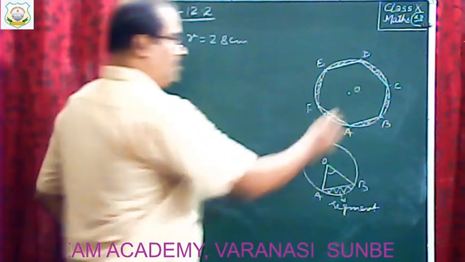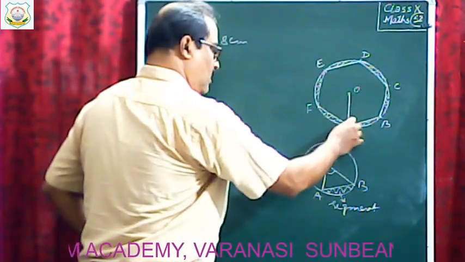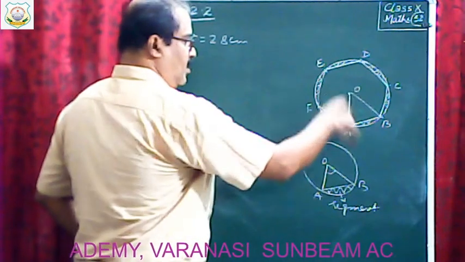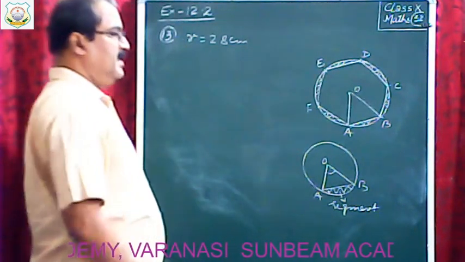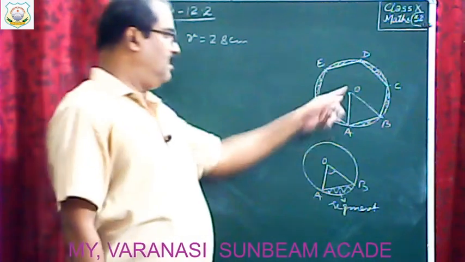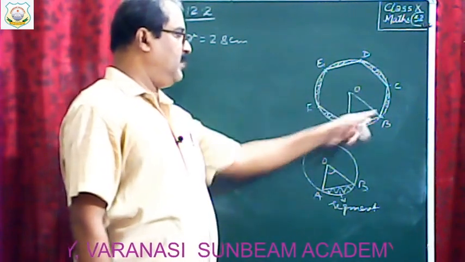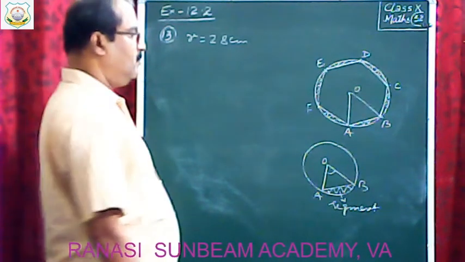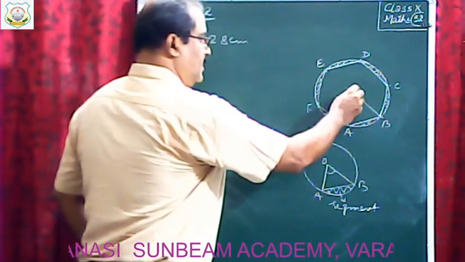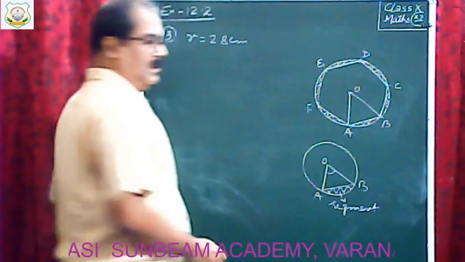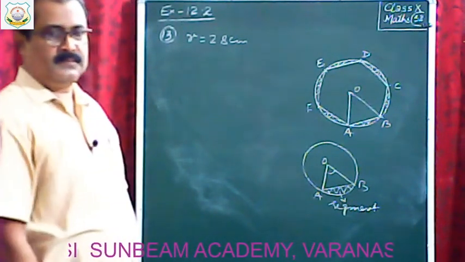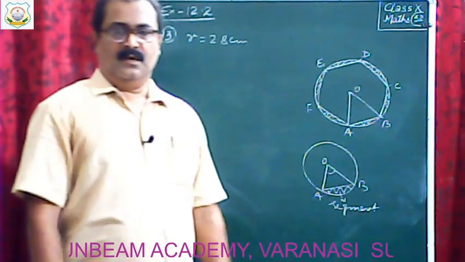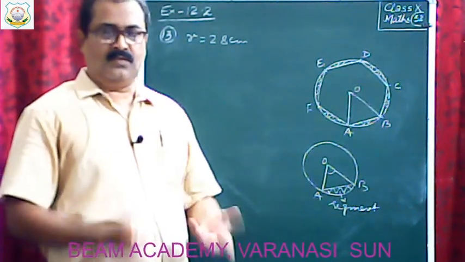You have to join OA, OB. So area of segment is area of sector minus area of triangle AOB. Central angle is not given. So what you have to do? All designs are equal, then all chords are equal. So how many chords are there? 1, 2, 3, 4, 5, 6. In a circle, there are 6 equal chords.